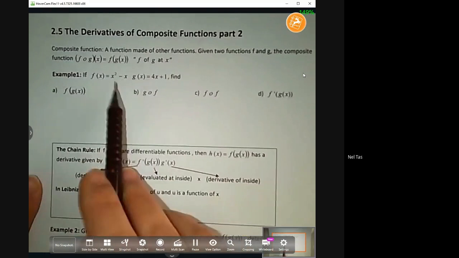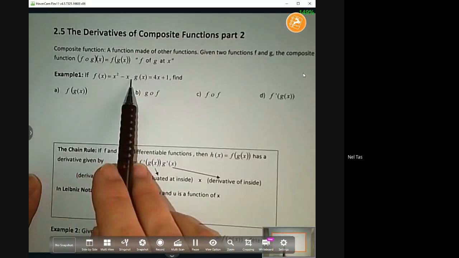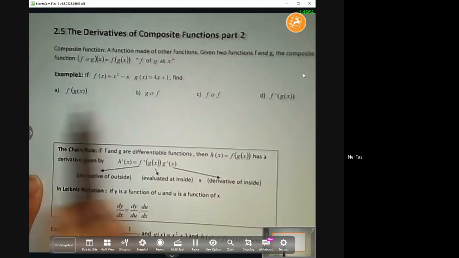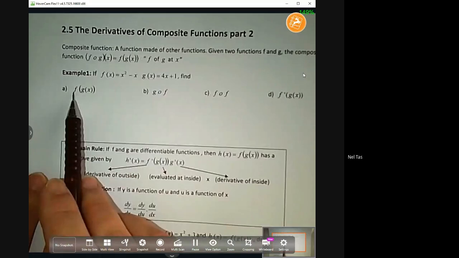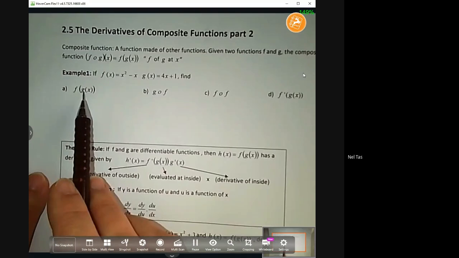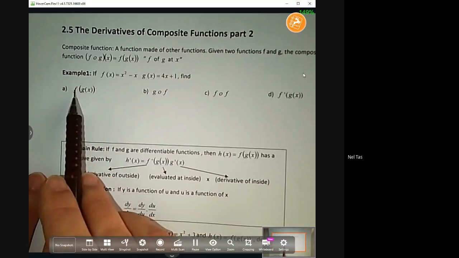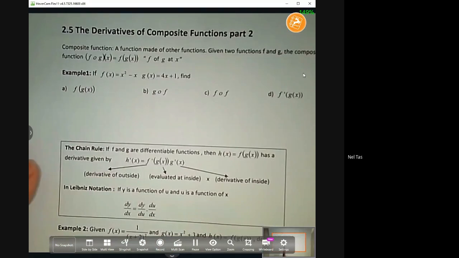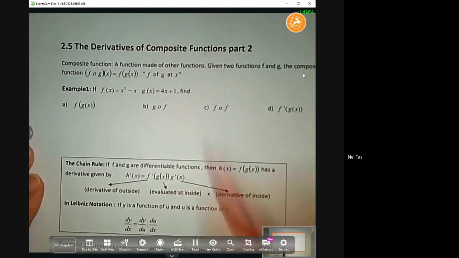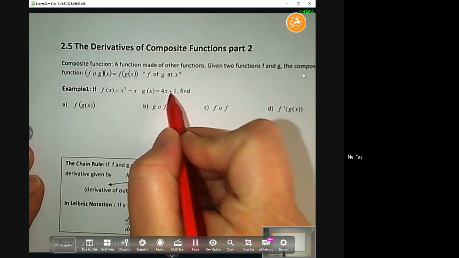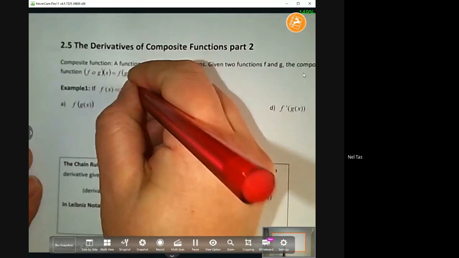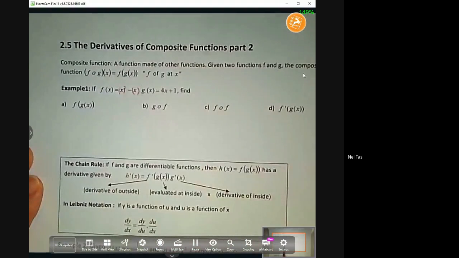Let's say we have the function f(x) = x squared minus x, and the function g(x) = 4x plus 1. We want to find f of g of x. This is going to be a composite function, so f is a function of g. This is how we do it: we take the g function, 4x plus 1, and substitute every x in the f function by that.